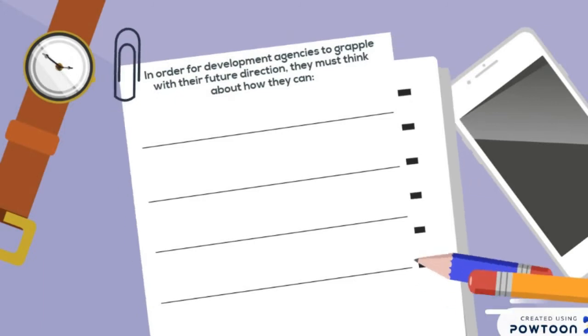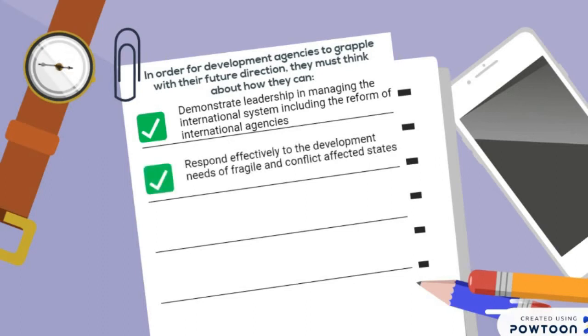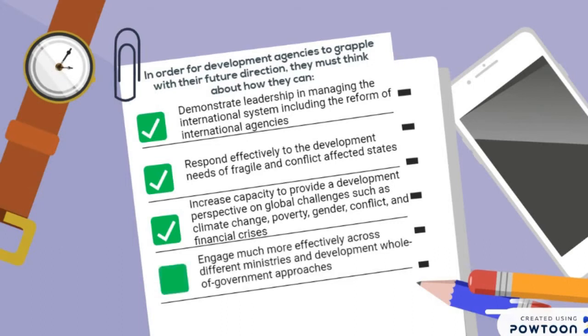In order for development agencies to grapple with their future direction, they must think about how they can: 1. Demonstrate leadership in managing the international system, including the reform of international agencies. 2. Respond effectively to the development needs of fragile and conflict-affected states. 3. Increase capacity to provide a development perspective on global challenges such as climate change, poverty, gender conflict, and financial crises. 4. Engage much more effectively across different ministries and development whole-of-government approaches.